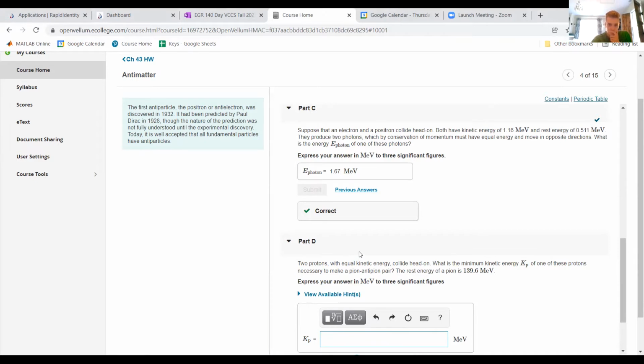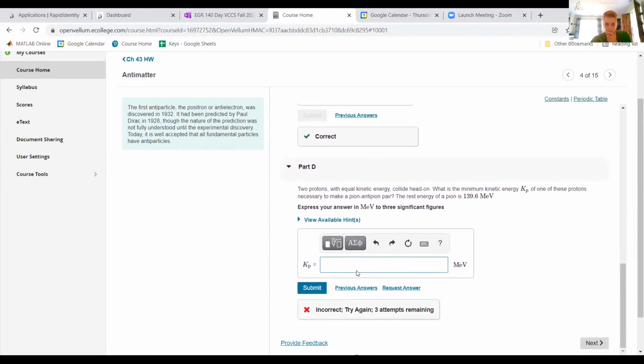Gotcha. And you did that just by realizing since it's two, it's got to be the total energy of the mass plus the kinetic energy times two for the two of them, but then divide that again by 2 to get the energy of one photon. Okay, yeah. So you were good. Now it's part D.